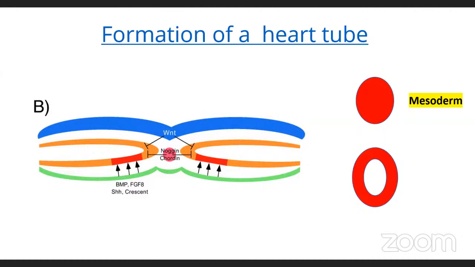The outer portion will become the blood vessels and the heart tube, and we call these angioblast cells. And the inner portion, which will become the blood cells, is called the hemoblasts or hemocytoblasts. So now let's take a look and see what growth factors influence the mesoderm in the next step.